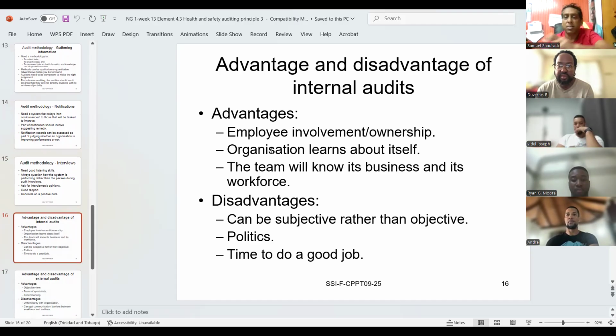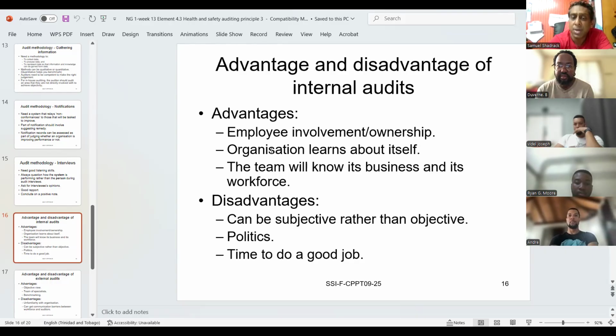The advantage of internal audits is that employees can get a sense of ownership. The organization could learn about itself. The team would know its business and its workforce. The disadvantage is that it can be subjective, as you're using your own staff members, right? It could be subjected to company politics, and those workers may not have time to do a good job.